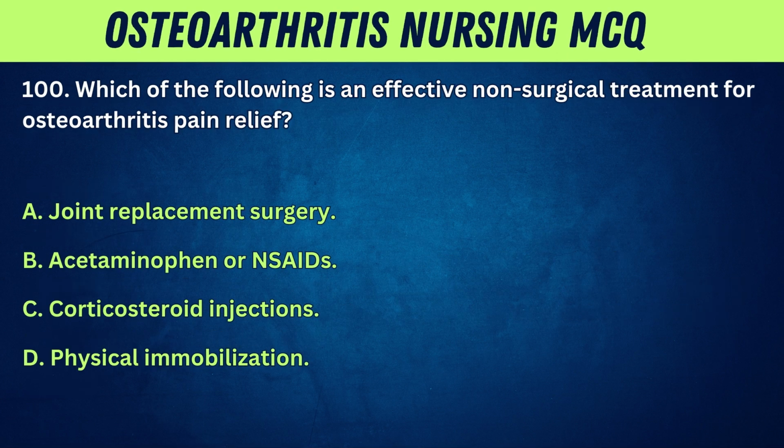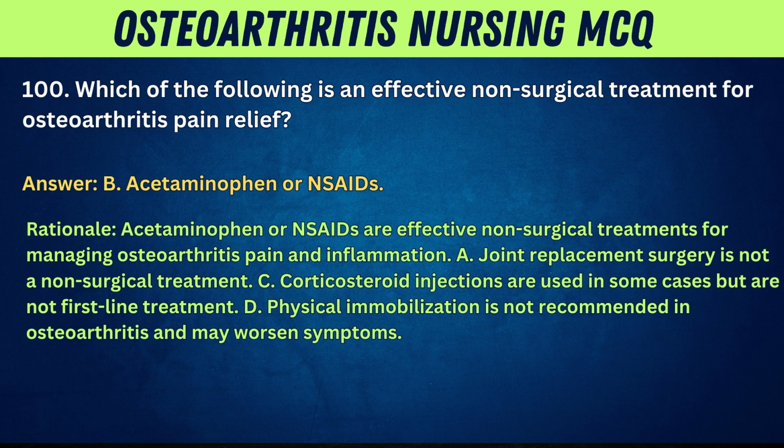100. Which of the following is an effective non-surgical treatment for osteoarthritis pain relief? A. Joint replacement surgery. B. Acetaminophen or NSAIDs. C. Corticosteroid injections. D. Physical immobilization. Answer: B. Acetaminophen or NSAIDs. Rationale: acetaminophen or NSAIDs are effective non-surgical treatments for managing osteoarthritis pain and inflammation.